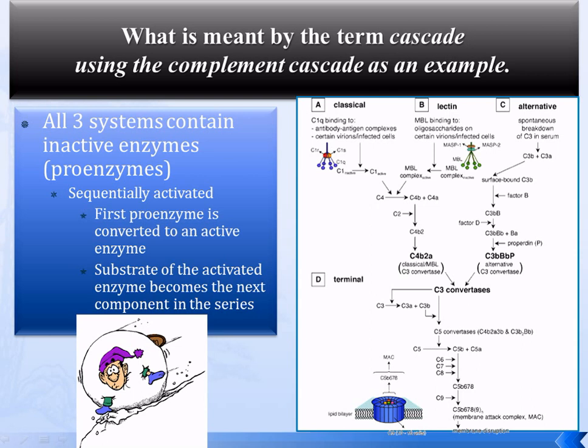Let's skip. Bubble boy. They don't have this pathway right here, so they can't turn any of these on. So C3 is the first one you want to remember.